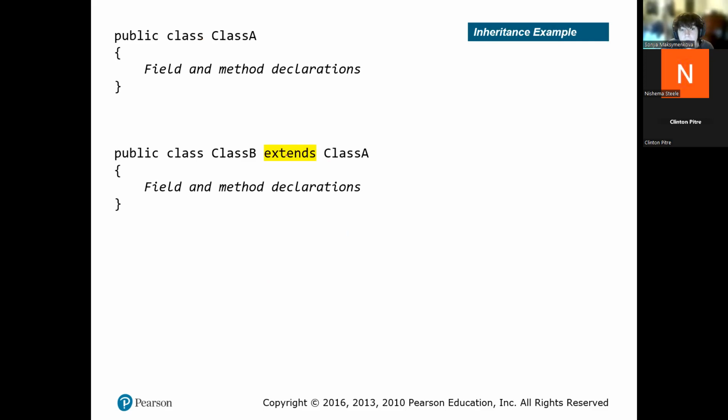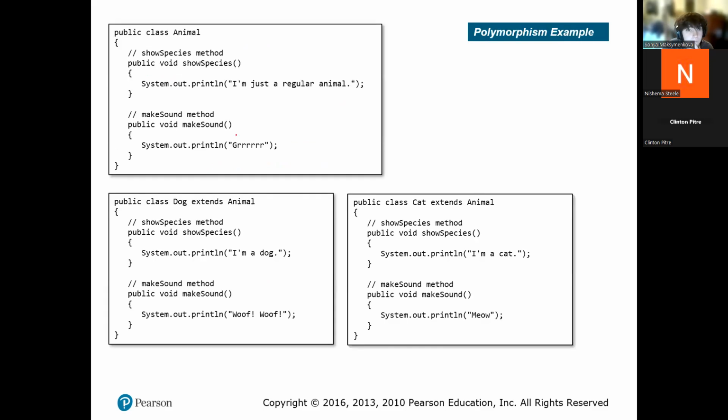Let's see, this is how you would extend a class, which is inheritance that I just told you about. This class A would have some kind of variables, some kind of methods. And if we wanted to create a class B that extends class A, this is how you would do it. You would just put extends and which class it extends. Pretty simple. As you can see here, we have a public class Animal. Animal will have a method called show species that will just print, I'm just a regular animal. And then this specific make sound method will print grr. That's all it's going to do.